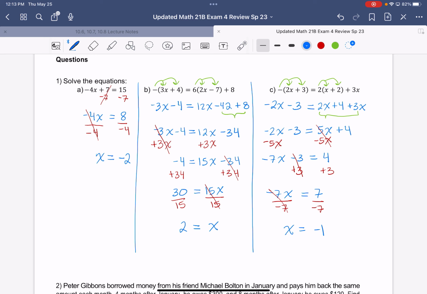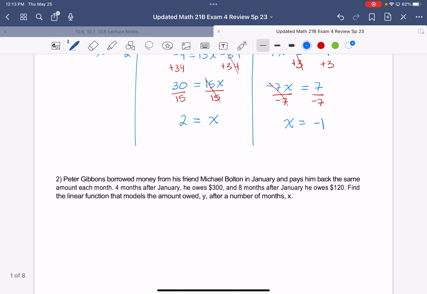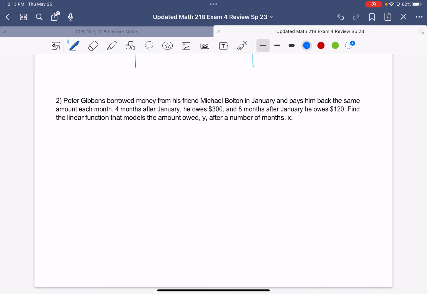All right, let's continue. Number 2. Peter Gibbons borrowed money from his friend Michael Bolton in January and pays him back the same amount each month. 4 months after January, he owes $300. And 8 months after January, he owes $120. Find the linear function that models the amount owed, y, after a number of months, x.